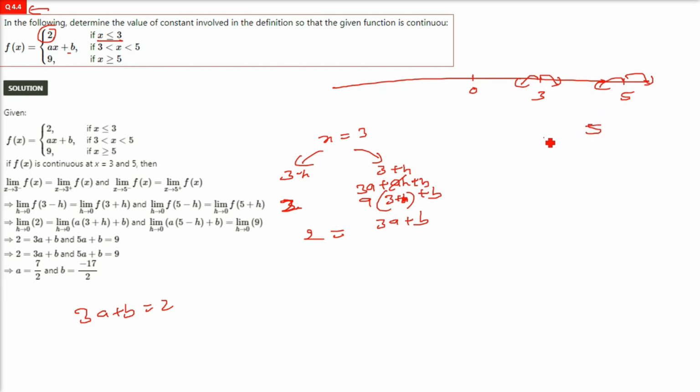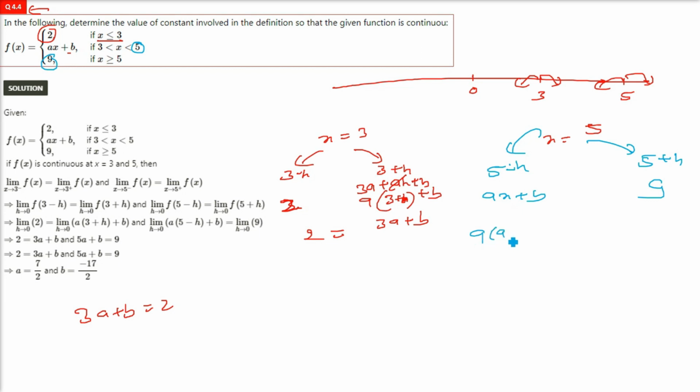Same thing we have to do, LHL and RHL. X is equal to 5. On the left hand side we are going to use ax plus b. On the right we will be using this 9. 5 minus h, 5 plus h we will put. But there is no point in writing anything for it because it is a constant 9.